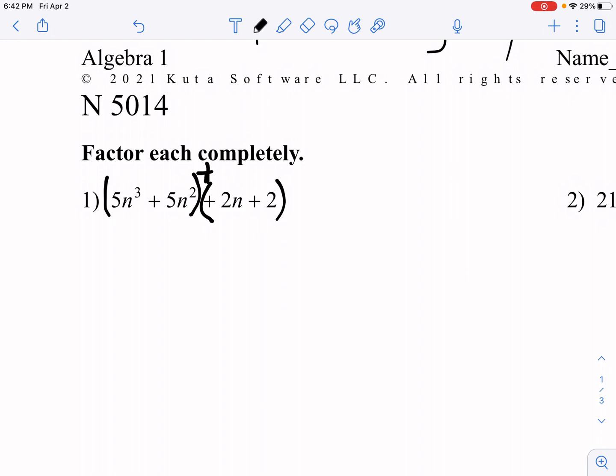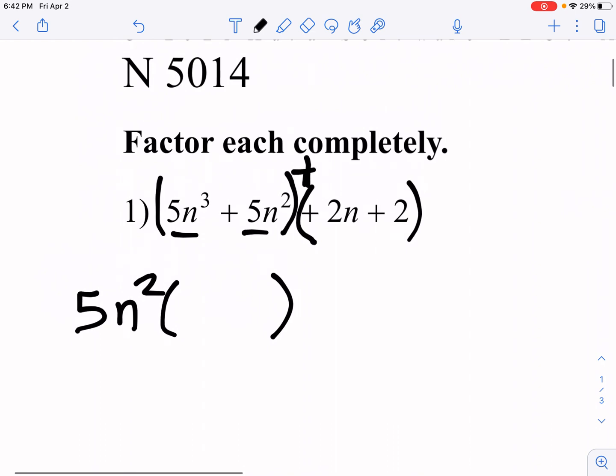So what we're going to do now is factor out the greatest common factor of the first two. What's the largest number that goes into 5 and 5? Well, 5, right? Do they both have an n in common? Yes, so we take the one with the lowest exponent, in this case n squared. Just like we did in the first video, we're going to divide out 5n squared from both terms. We're treating it like we don't even see the other terms right now.